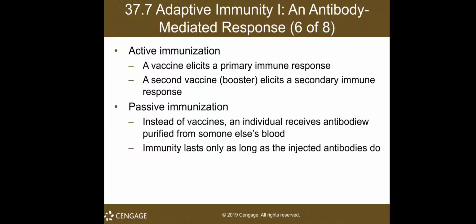So instead of vaccines, we receive antibody purified from someone else's blood. So we receive other people's antibodies. This immunity is short-lived because it only lasts as long as the injected antibodies do, and proteins inside our bodies really don't last long. So this lasts days to weeks, but only that.